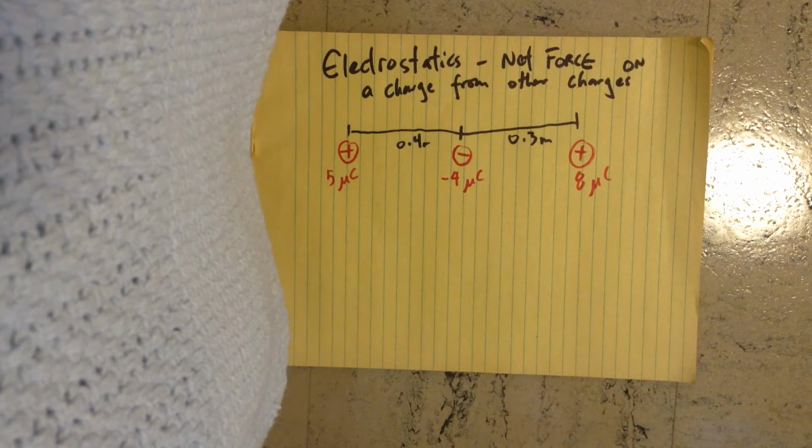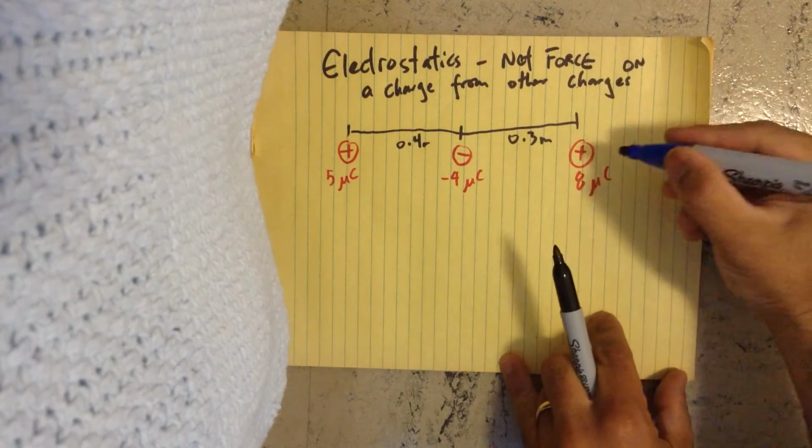So this video is part of our electrostatics unit, and it's looking at calculating the net force on a charge from multiple other charges. A couple of things we have to remember, the first one being that when you look at forces between charges, you have two types of charges, right?